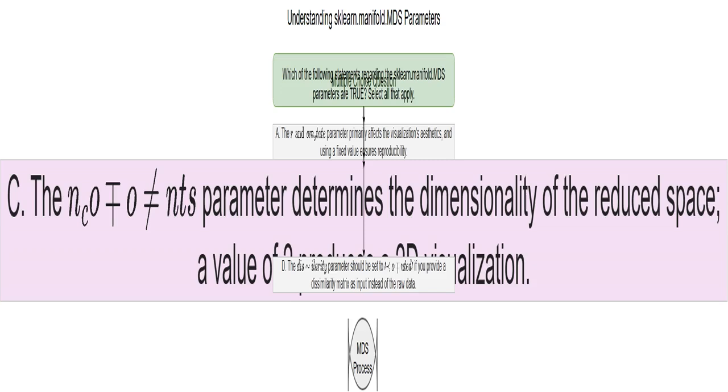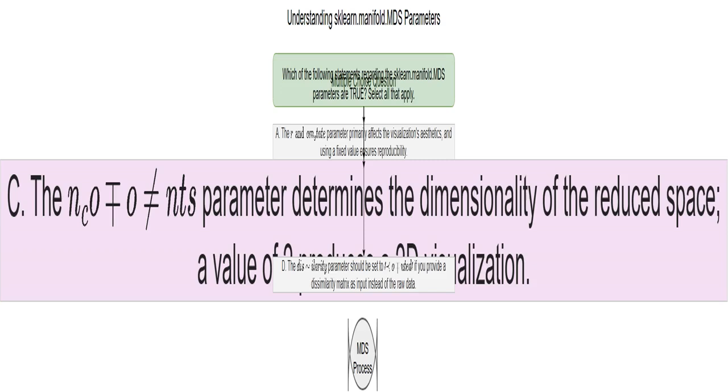That's incorrect. The metric parameter doesn't directly relate to accuracy. Instead, it specifies whether you are providing a distance matrix or raw data to the algorithm and what type of distance to use between points if using raw data. Partially correct.